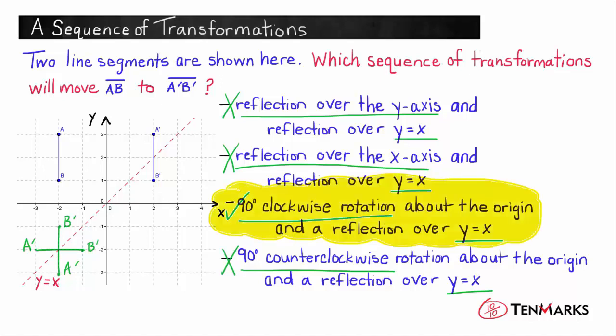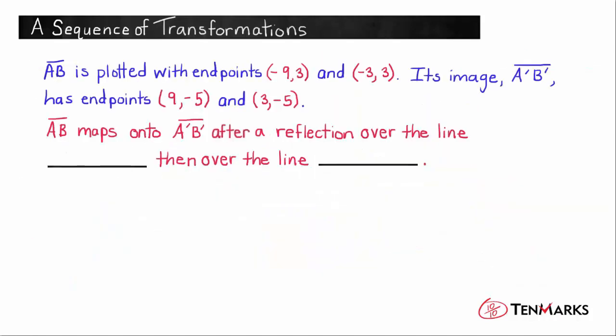Now let's try another where we're given the points and not the graph. Segment AB is plotted with endpoints at (-9, 3) and (-3, 3). Its image has endpoints at (9, -5) and (3, -5). Segment AB maps onto its image after a reflection over the line blank, then over the line blank. So you're being asked to find a sequence of transformations, or more specifically, a sequence of reflections that results in segment AB landing with the endpoints given.